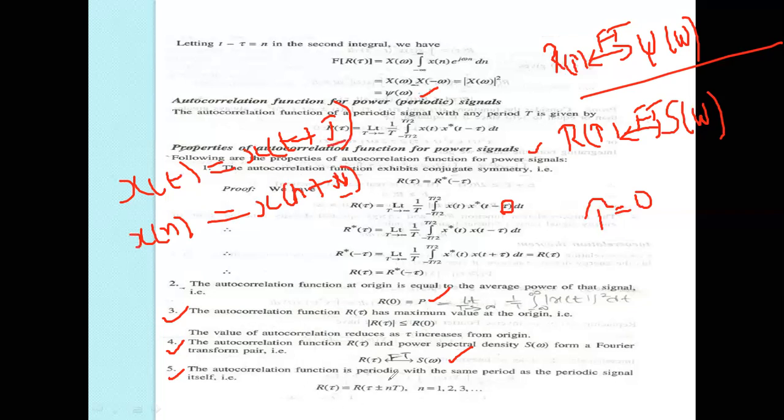In a similar way, the autocorrelation function is periodic. What is the autocorrelation function? R of tau is equal to R of tau plus n into T, because it is a continuous time function. R of tau plus T, either increasing or decreasing with the multiplication factor of n into capital T, either plus or minus. The autocorrelation function is periodic with the period of the periodic signal itself. R of tau is equal to R of tau plus n into T, where n is equal to 1, 2, 3, and so on.